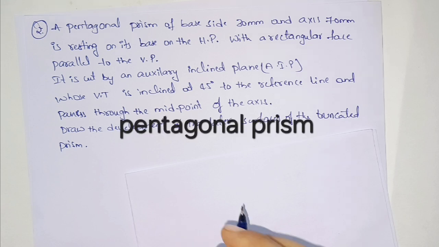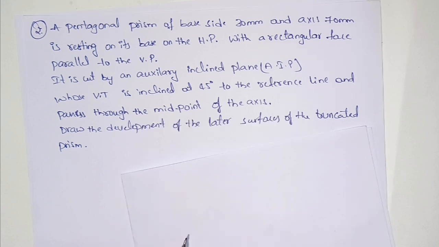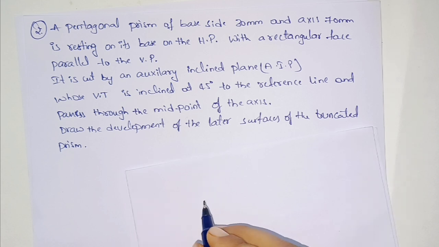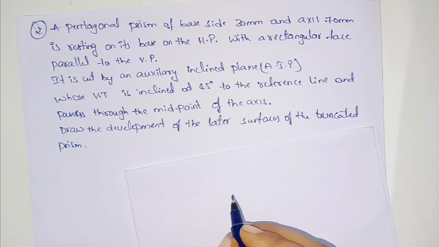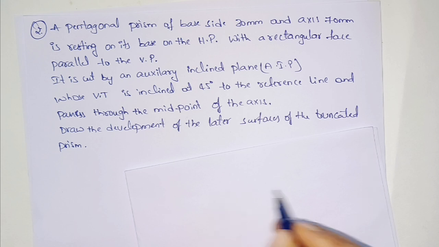So the next topic in the development of prism, and the second one is the pentagonal prism. So we have to discuss the pentagonal. Previously we already discussed the square prism, that one also in the development of the prism. So here also the second object is a pentagonal prism.